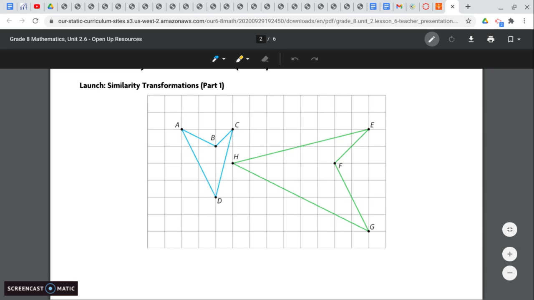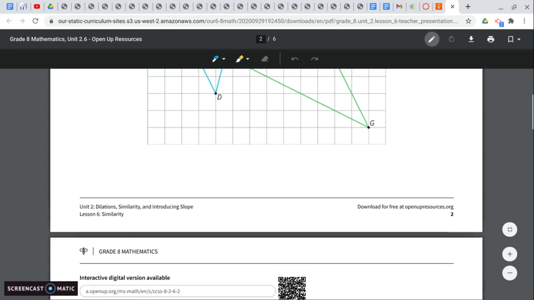So more than one sequence of transformations can show two figures are similar. There are different ways to do the sequence of transformations. We can do them in multiple orders sometimes.